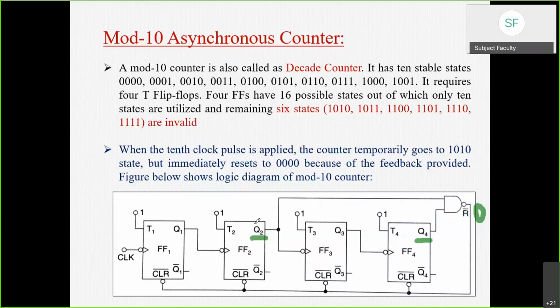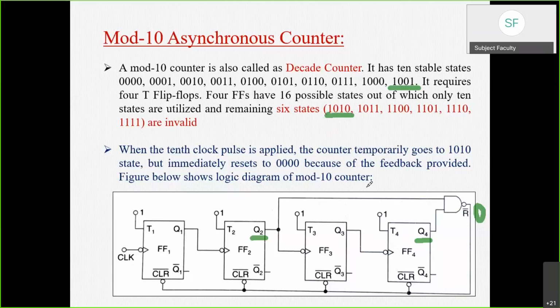So this counter will work fine for these 10 counts in total. It will start from 0000, then 1, 2, 3, 4, 5, 6, 7, 8, and 9. Since it is an up counter, it will count in the upward direction. So it will work very nicely until this point. After this, which is the next state? After 1001, the next state is 1010.